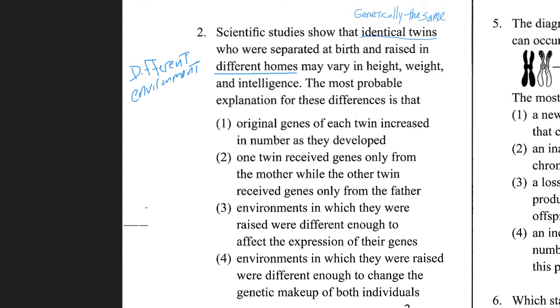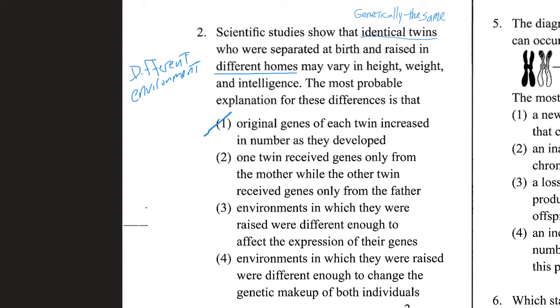Option 1. Original genes of each twin increased in the number as they developed. The number of genes in an individual is the same for every cell in their body, and if it's an identical twin, then that means that each twin, because they have the same genetic material, their number of genes will be the same, even after they're fully developed. So option 1 is incorrect.